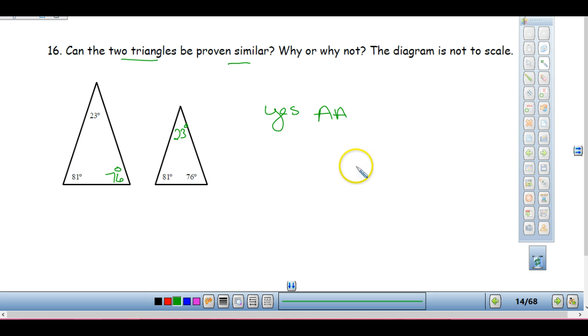Remember, we didn't need angle, angle for similarity. We used angle, angle, we used side angle, side. We used angle, angle, side. Okay, lots of different steps that we can use in similarity. We can even use ASS, which you are not allowed to use in congruence.